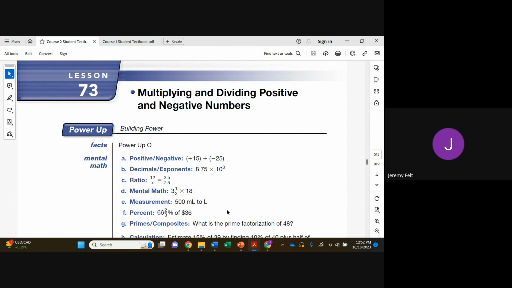So again, we worked with adding and subtracting. We've worked with negative numbers and positive numbers in the past, but with multiplication and division, there are some rules that we need to pay attention to based on the number of negative signs that we have.